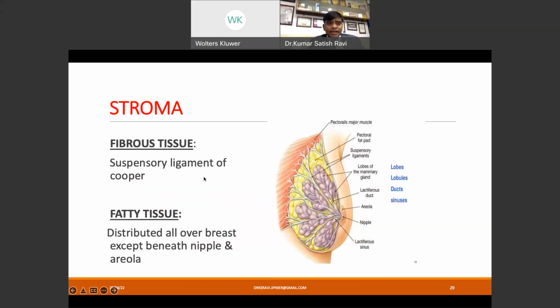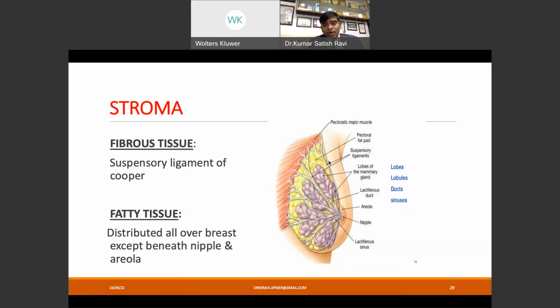Now the next is the stroma. If we see over here, we have this fibrous tissue, which forms the suspensory ligament of Cooper. In this diagram you can appreciate the fibrous stroma and the suspensory ligaments of Cooper, right? The stroma provides support to the structures of the breast and includes the fibrous tissue, which condenses to form the septa, called the suspensory ligament of Cooper.